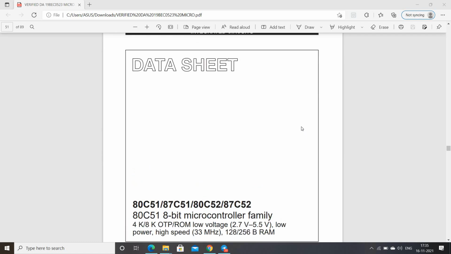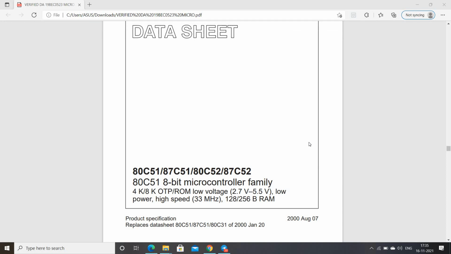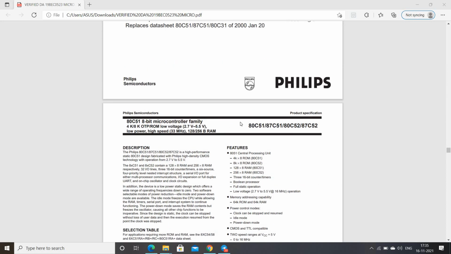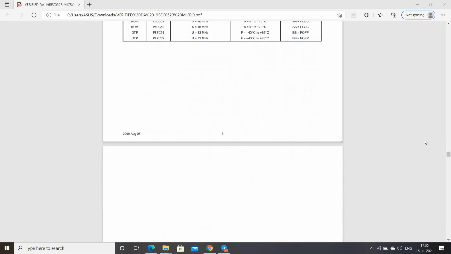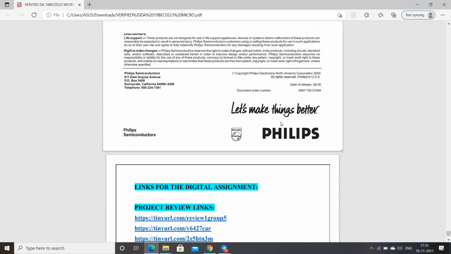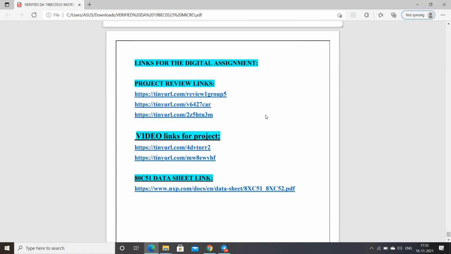And these are the data sheets for the 80C51 8-bit microcontroller family, as you can see here. And at last, these are the references that I have used for doing this digital assignment.